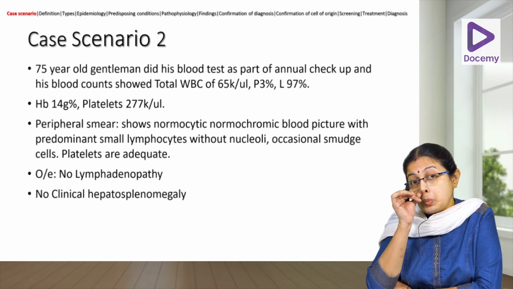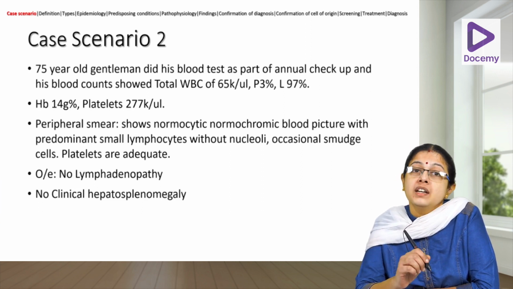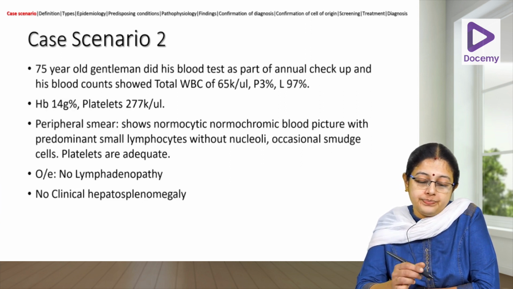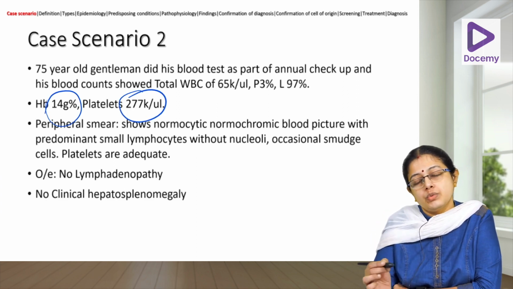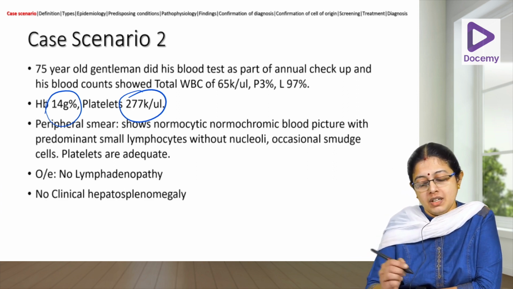So what could be the condition that this patient could be having? When you look into the other blood parameters, you can see that his HB is 14, which means that it is almost normal. His platelets are also 2,77,000, which is also almost normal.